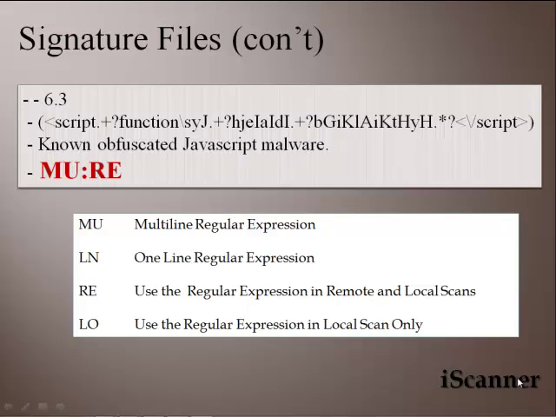The last bullet in the signature file tells the application how to scan. The first half states whether the regular expression is multi-line or just one line, and the second half states whether to use a scan in remote or local scans or just local scans only.